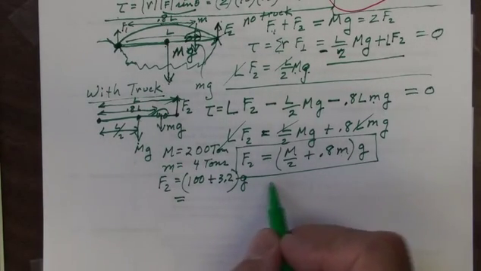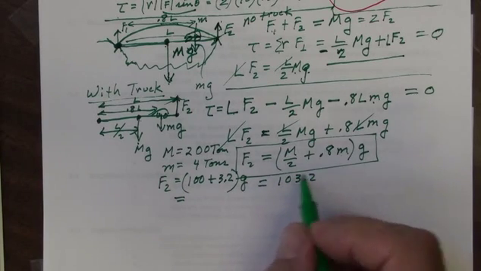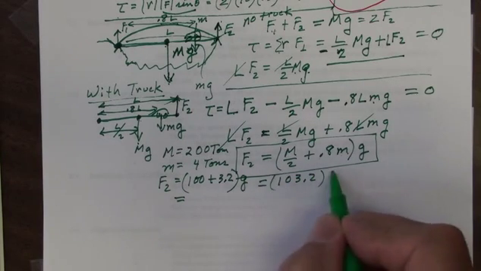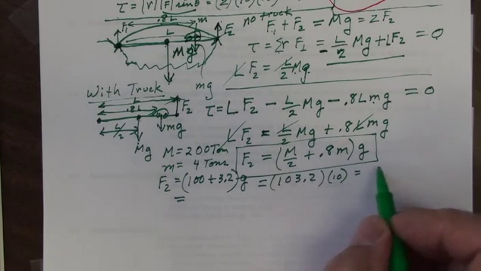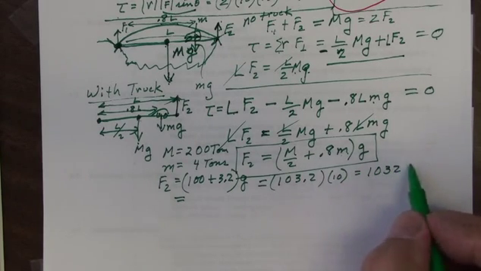G would be 10, so this would be equal to 103.2 times 10, or 1,032.